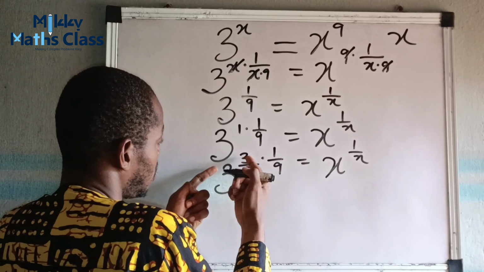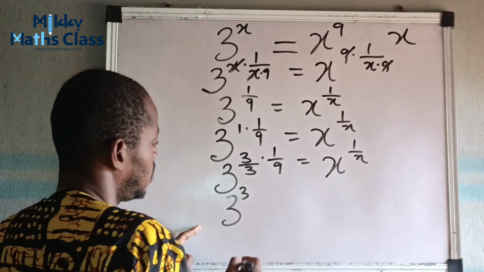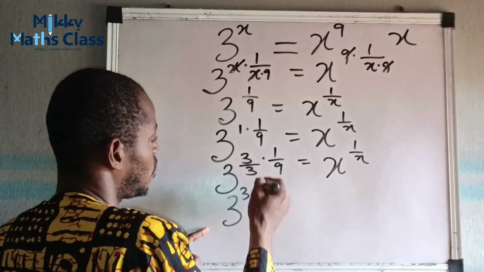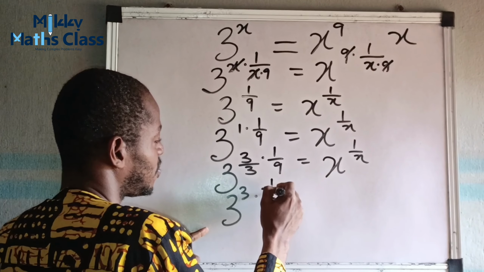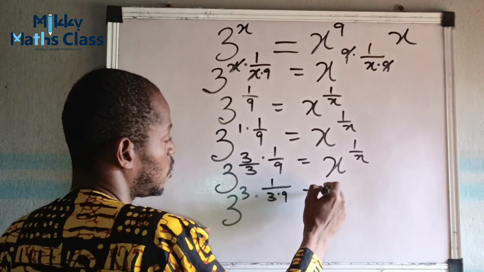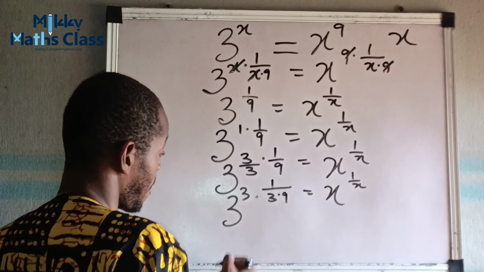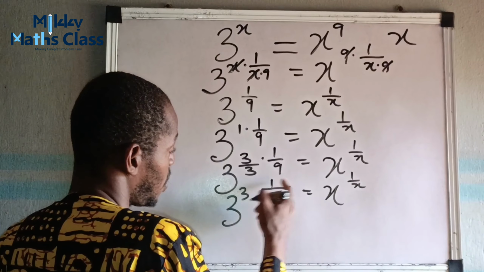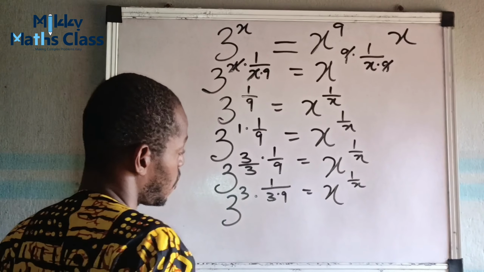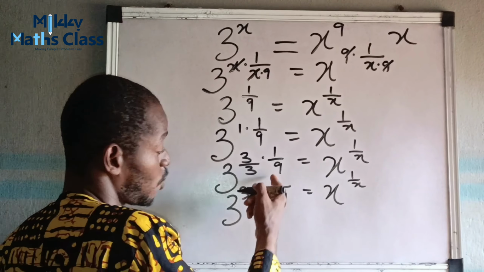Now take this power here. So this becomes 3 raised to the power of 3 times, move this here, 1 over 3 times 9 is equal to x raised to the power of 1 over x. So from here, we can see this 3 raised to the power of 3, 1 over 3 raised to the power of what? That's 1 over 3 times 9. That becomes 3 times 9 is 27.